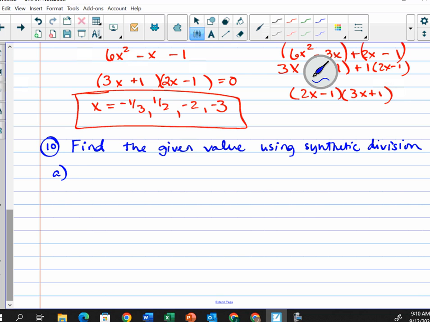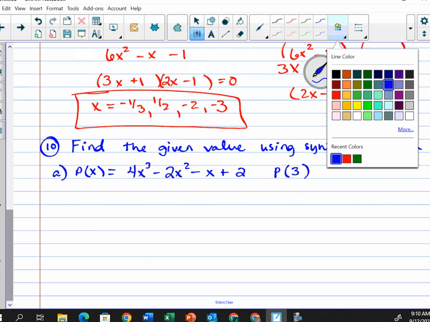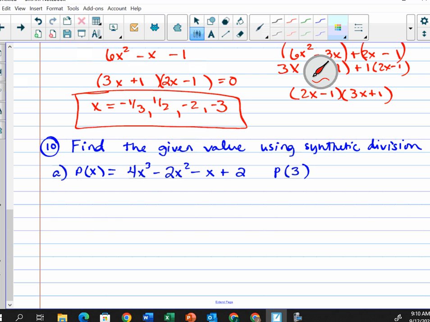So part A, I give you P of X is equal to 4x cubed minus 2x squared minus x plus 2. And I am asking you to find P of 3. I'll walk you through the first one. That's why there's an A and a B, so that you have one you can try on your own.